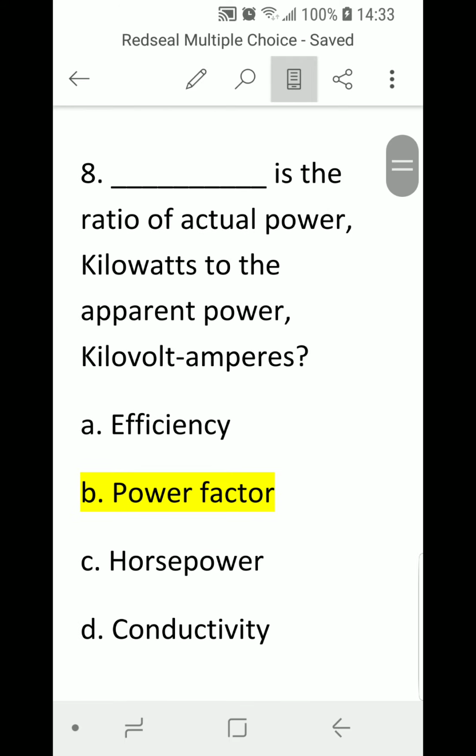Number 8. Blank is the ratio of actual power in kilowatts to the apparent power in kilovolt amperes. A. Efficiency. B. Power factor. C. Horsepower. Or D. Conductivity. Correct answer is B. Power factor.